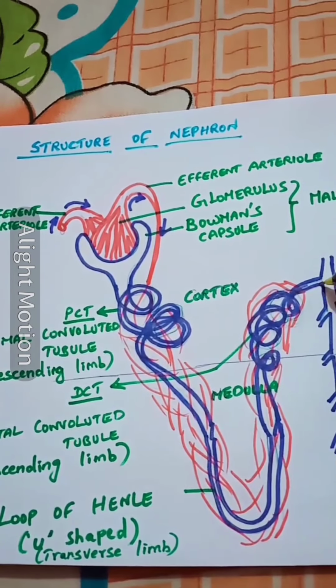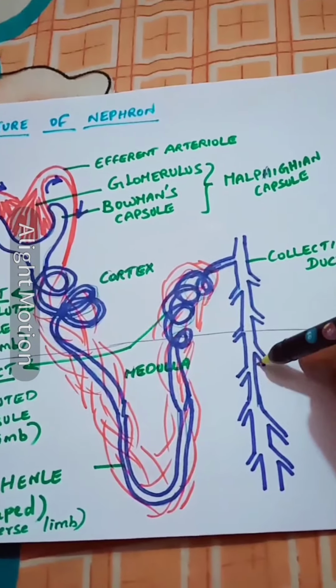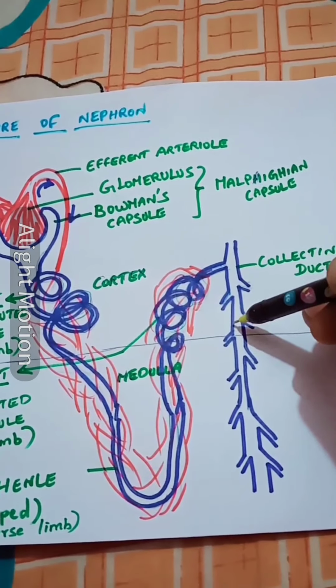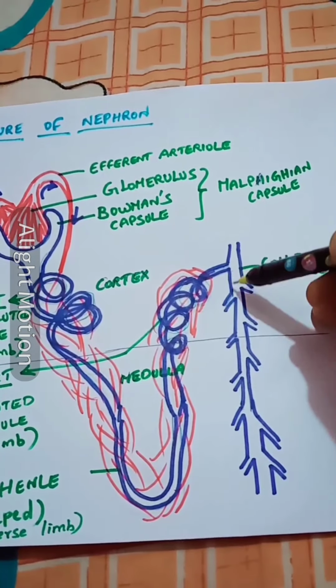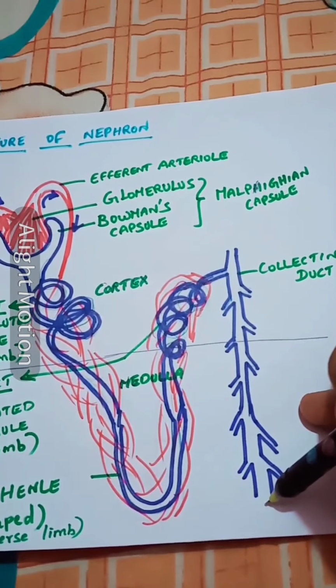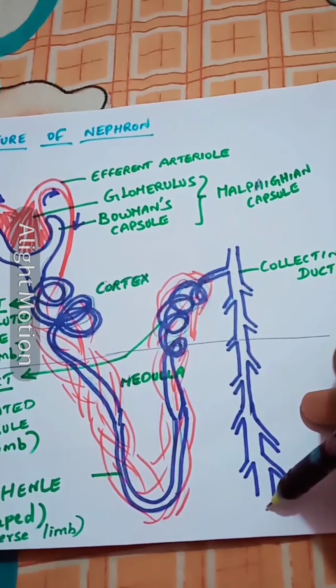Then this distal convoluted tubule enters the collecting duct. You can see many joints in the collecting duct. That means at each and every joint one nephron is attached. Now all the collecting ducts together join in the ureter. You studied the ureter in the outline structure.